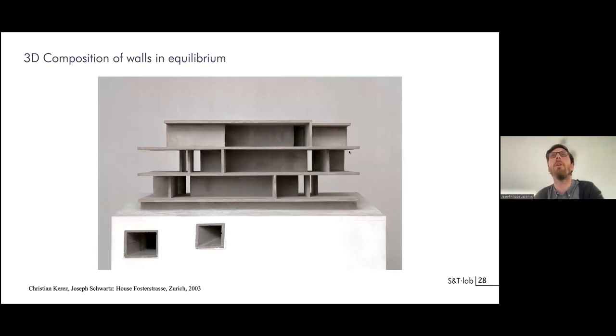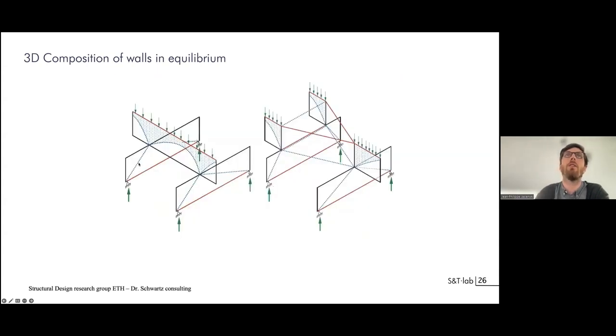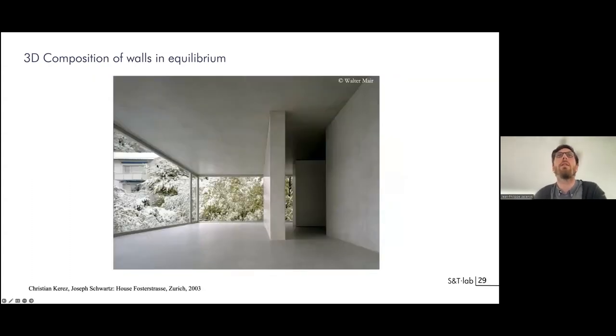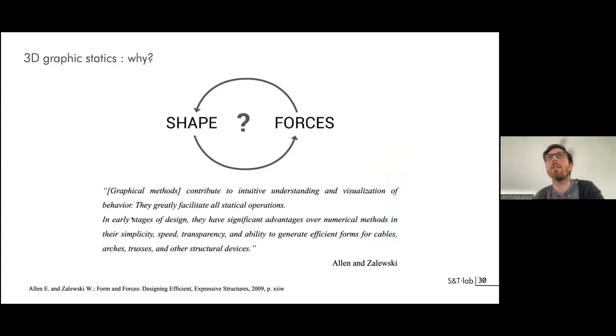So it's a building of different apartments in Zurich. And you can see that the walls are not aligned. So it's really this concept that the forces travel through the walls that are considered with strut-and-tie models. And so you can really at some point free the facade. And that's a very interesting built example. So why shall we do 3D graphic statics?